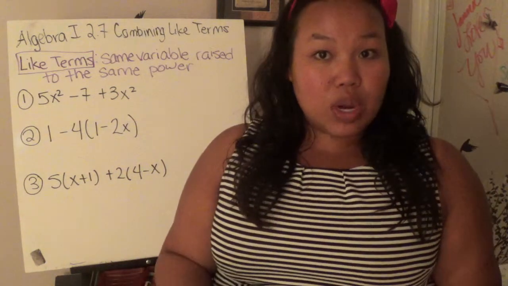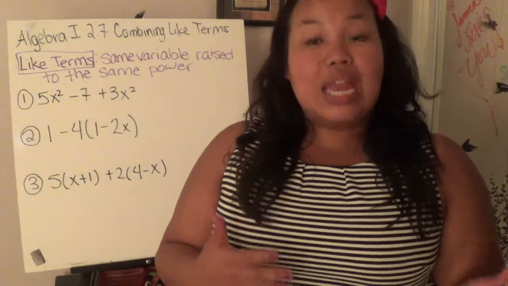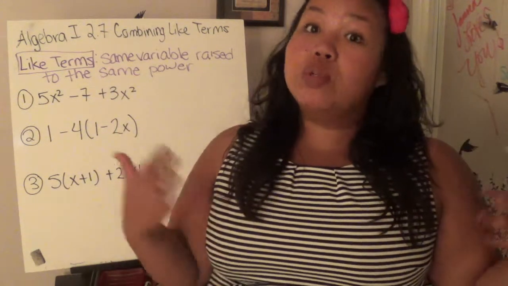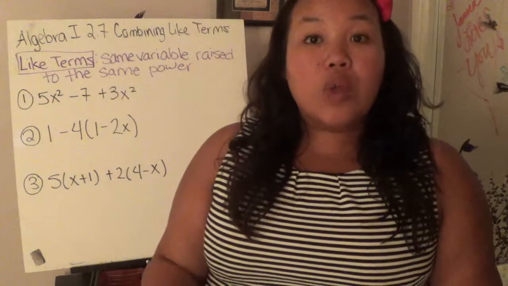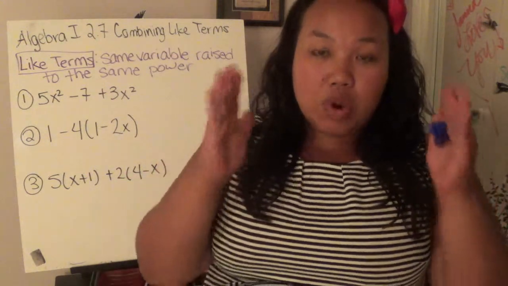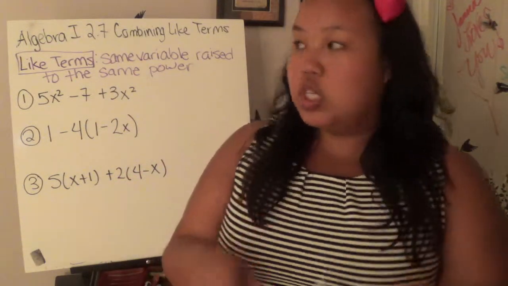So only x squareds can be combined with x squareds, and x's can be combined with x's, and numbers without any variables can be combined. And when I say combine, I mean the number in front of the variable, which is the coefficient.